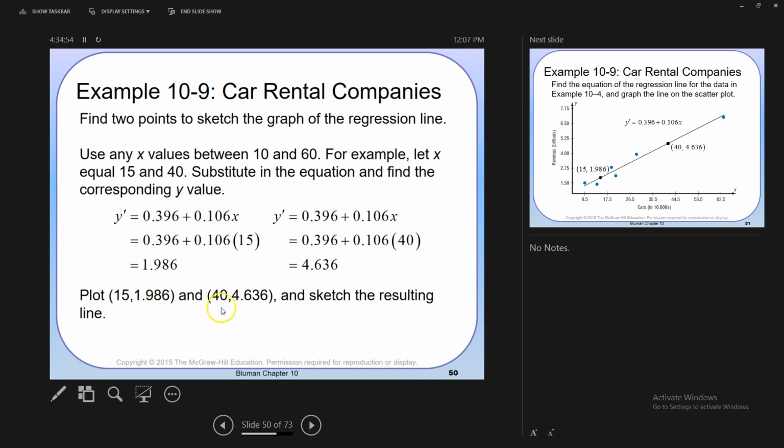And now what you do is plot these. By the way, this little tick mark on the y in the equation just means that it's an approximation, that it's not an actual value that was gotten from the data.